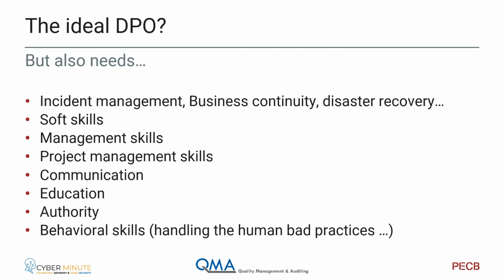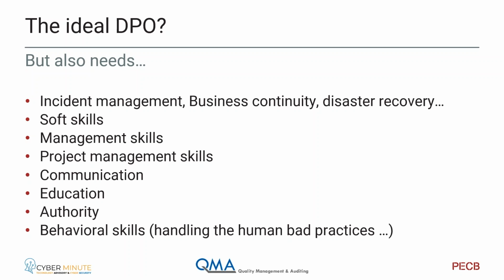If that's not enough, we also expect people to have soft skills, because they have to convince management sometimes to follow their advice, to get openings with people in the processes, to show them what is actually done with personal data, so that they have a good project management view in big projects. They need to be good communicators. They need to educate people. They need to have a certain authority within the organization, so that they can enforce certain things. Behavioral skills. You need to make sure that the people in the company keep the discipline in respecting the procedures and policies that were set up.